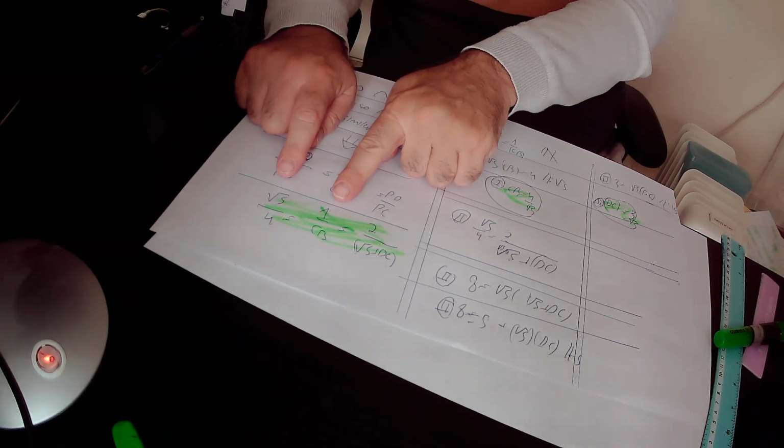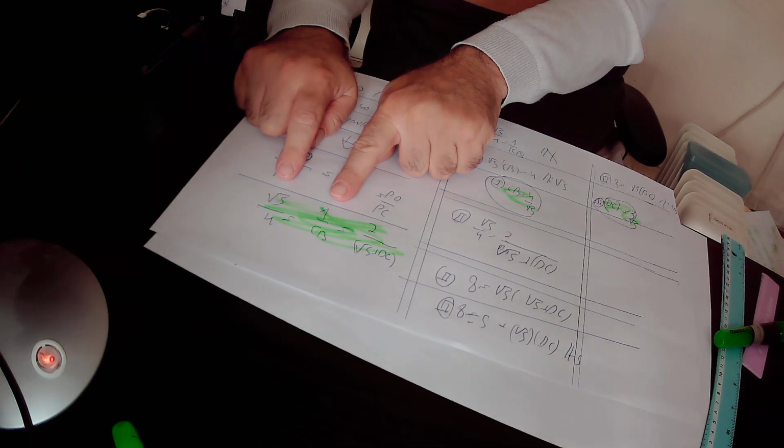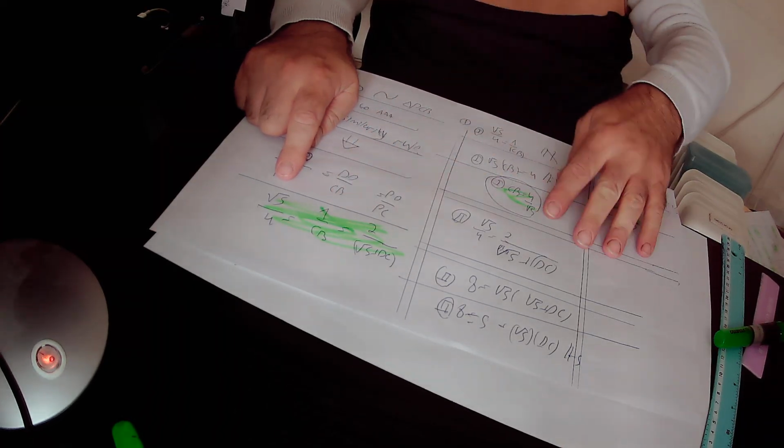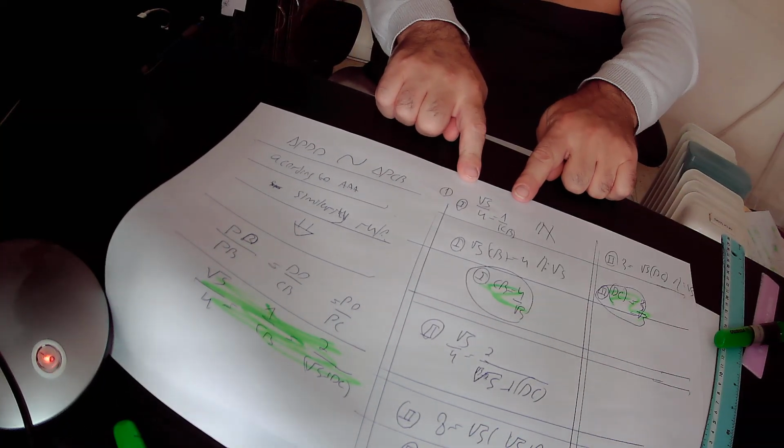Those two sides of the equation are equal to each other, so we get equation 1 from those two sides. According to equation 1, square root of 5 over 4 equals 1 over CB. Here we cross multiply this equation.